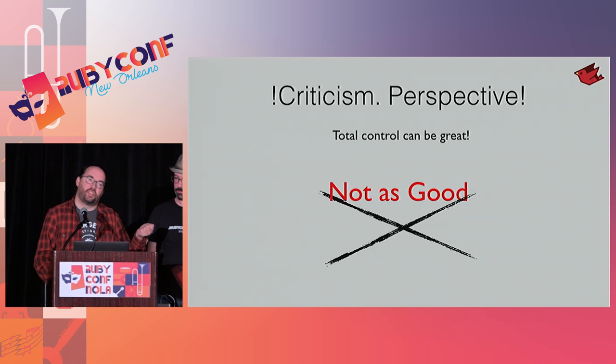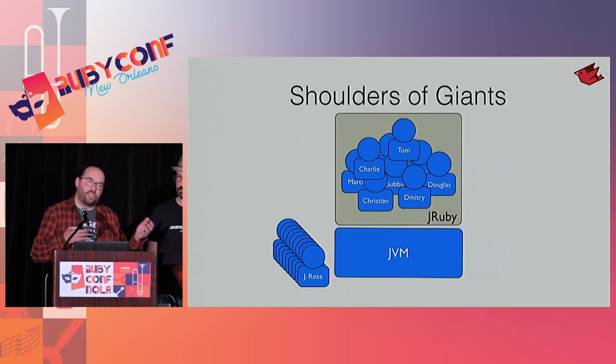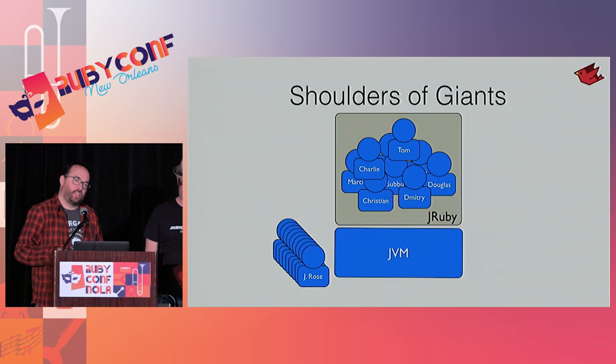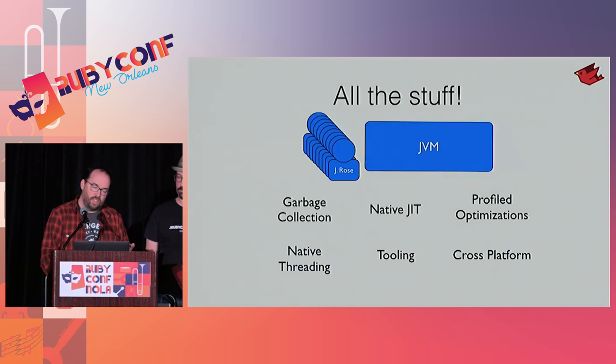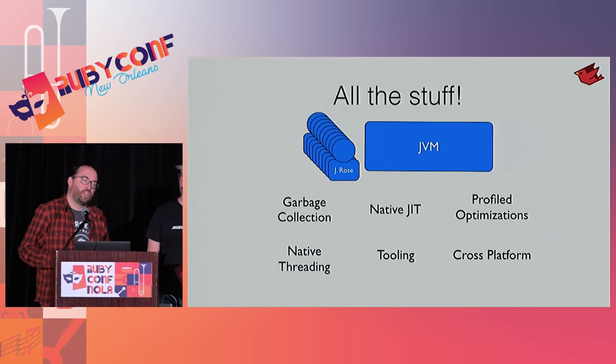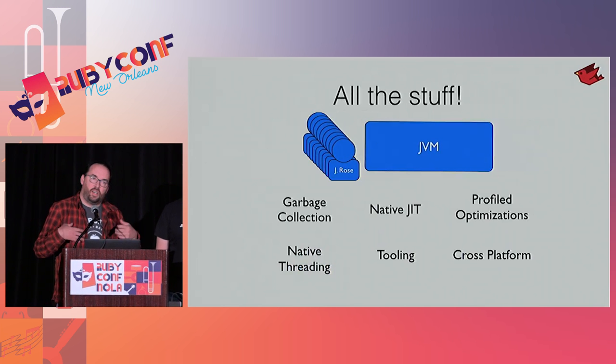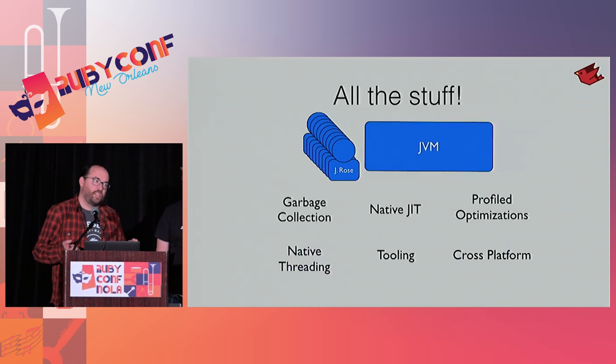So this isn't a criticism of how CRuby is implemented. It's just a different perspective. They have to have all the expertise they need to make a fast, efficient version of Ruby. But we have this army of extra people on our project that are working on Java. They're experts, they know what they're doing, and they give us all this stuff for free. So we have choices of multiple garbage collectors we can use. There's a fantastic JIT that does all these crazy optimizations to our code.